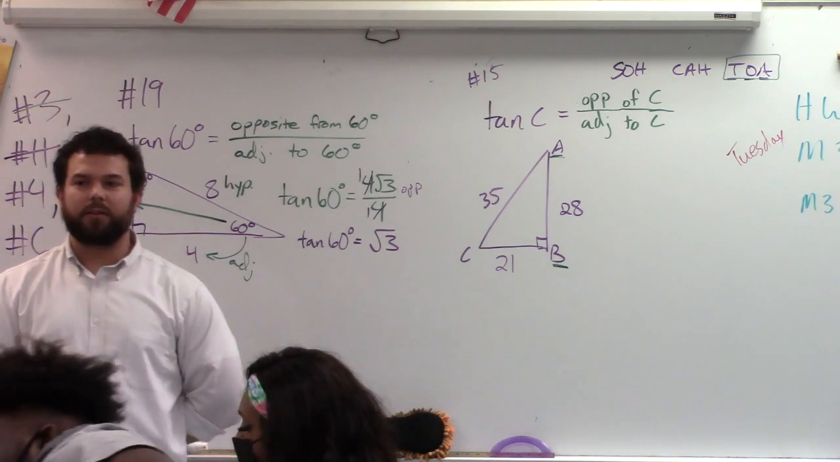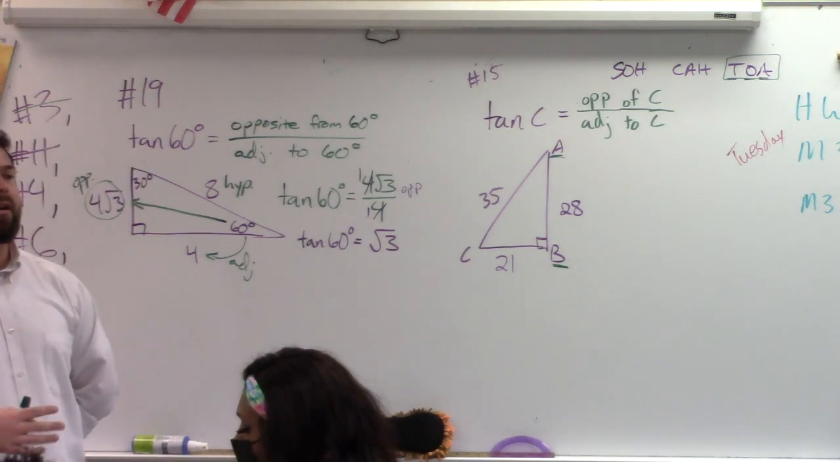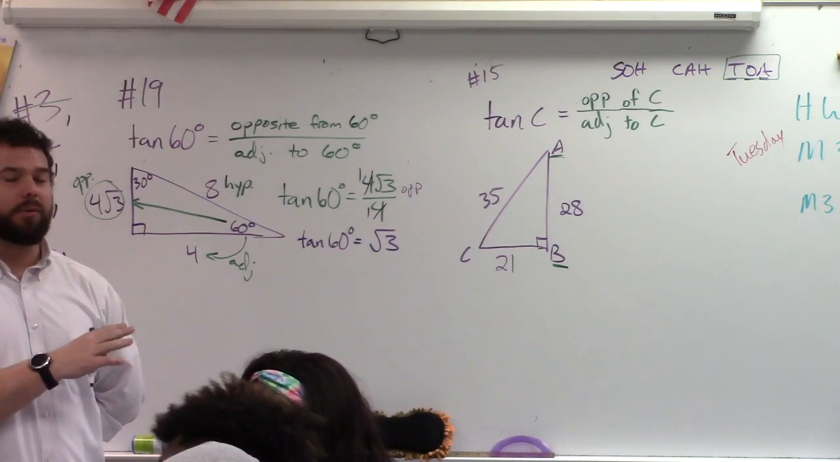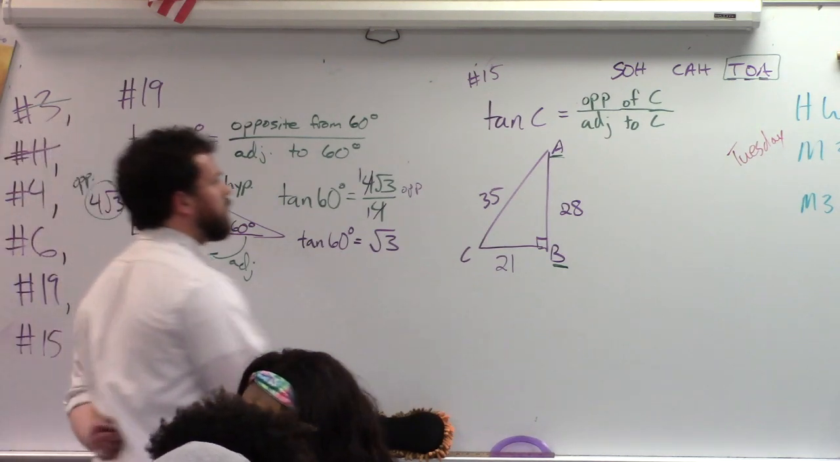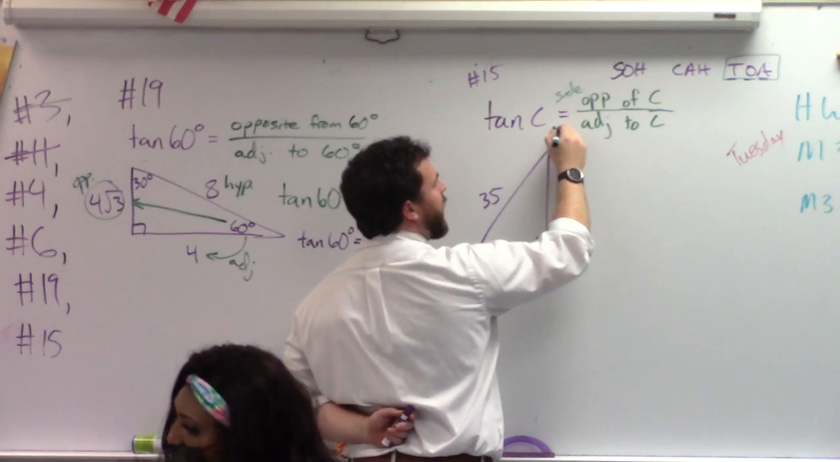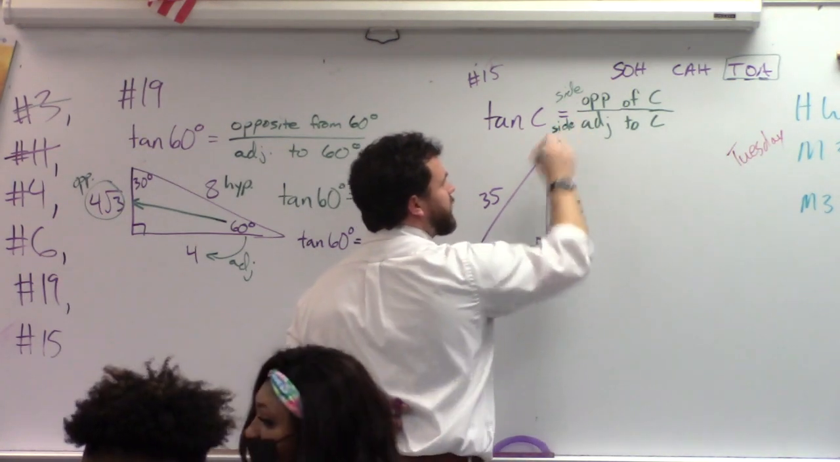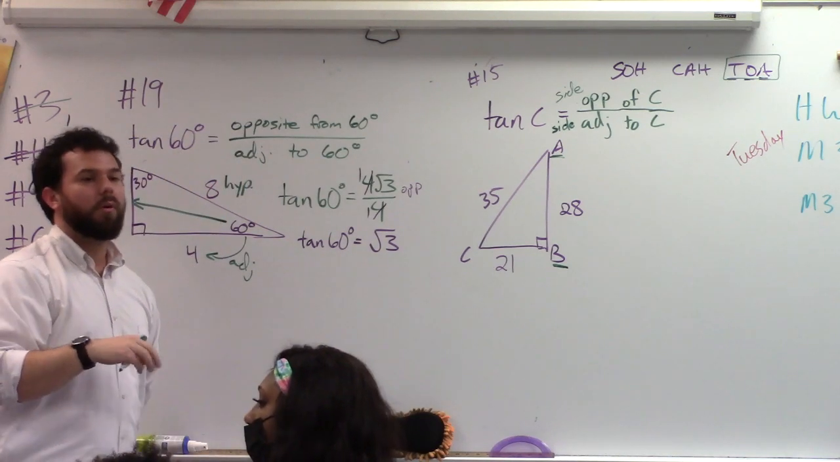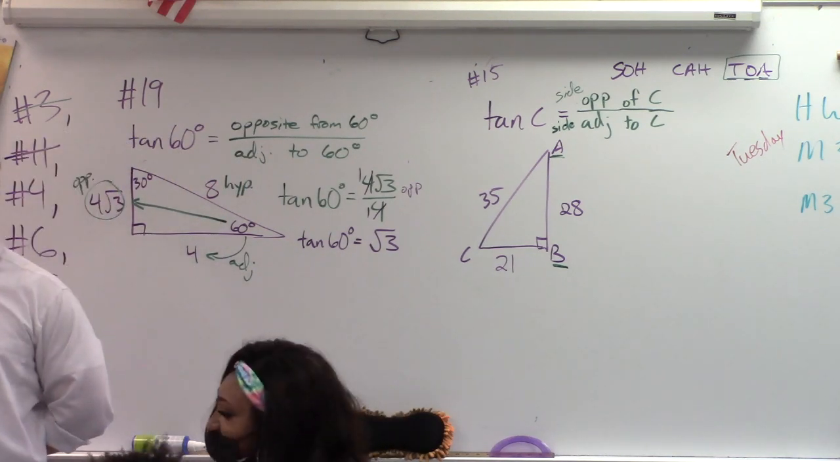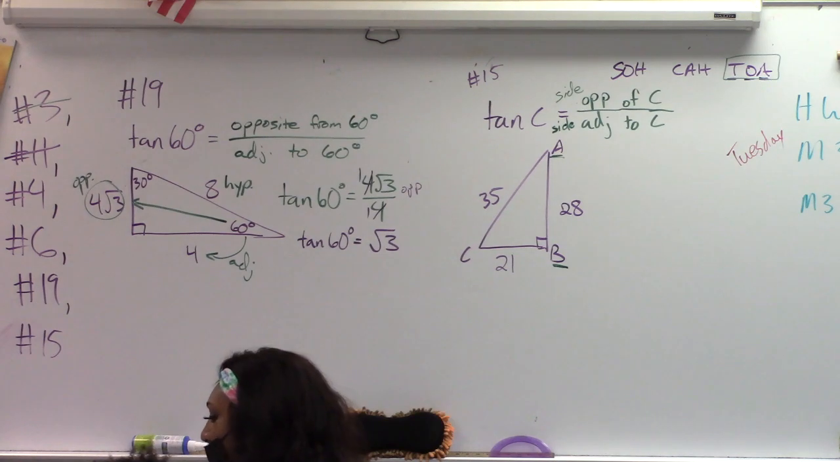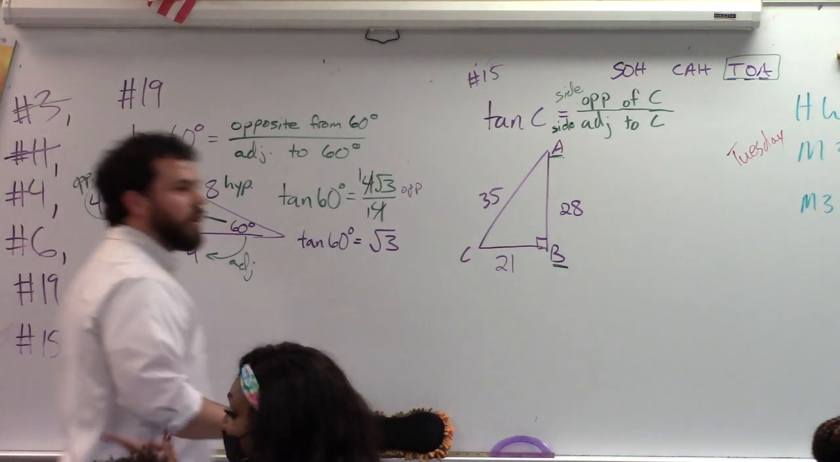Now, there is one thing we should remember to write up here. When we say opposite, what kind of opposite? Are we talking about an angle or a side? The side. So we really should write side opposite of C, and side adjacent. That's what we need to remember. When we say opposite and adjacent, we are talking about in respect to an angle, but we're trying to get sides.